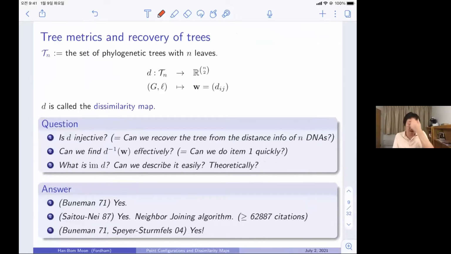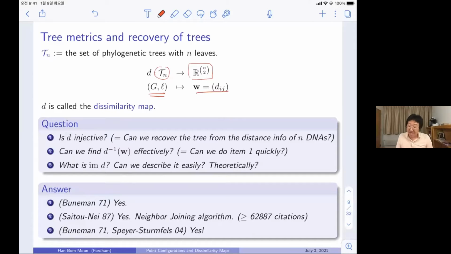Anyway, let me reformulate this question in terms of more formal mathematics. Suppose that T_n is the set of all phylogenetic trees with n leaves. Then the computation of the tree metric is understood as a map from the set of phylogenetic trees to R to the n choose 2. The idea is really simple. Take a metric tree, then we compute the distance vector W, whose components are all the pairwise distances D_ij. This map D is called the dissimilarity map.